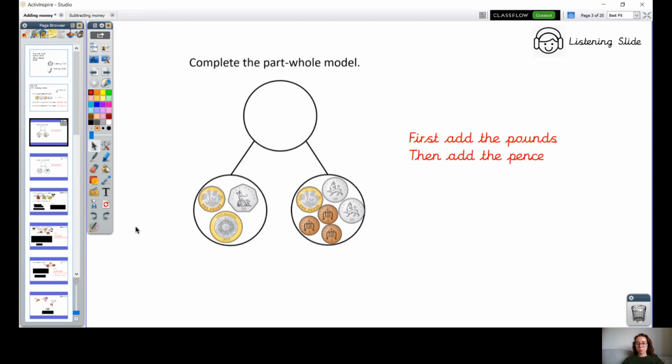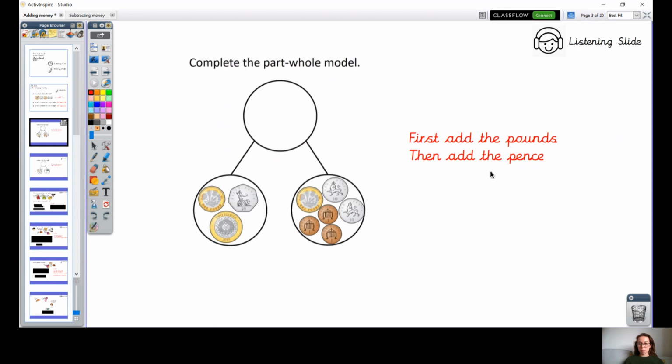Okay, pop your pencil down for the moment. We've got a listening slide. Today we're adding money, so we're going to come across some whole part models. We've got one on the screen here. Now, on this whole part model, we've got the whole, and we've got 2 smaller parts on this occasion. Because the whole is missing, that's the bit we need to find. We need to add these 2 amounts together to find that missing amount. We want to find the total.